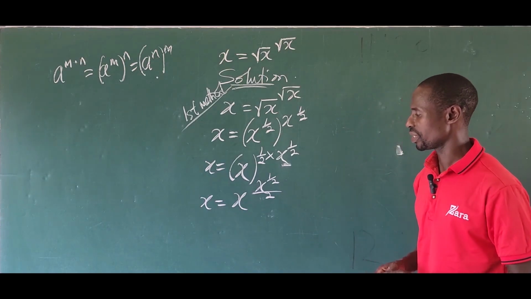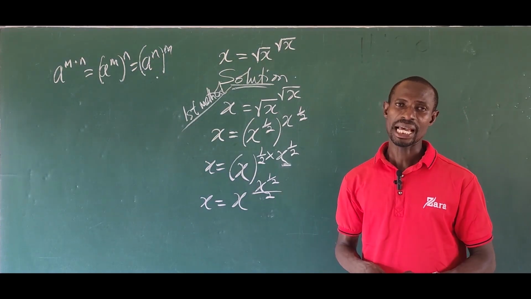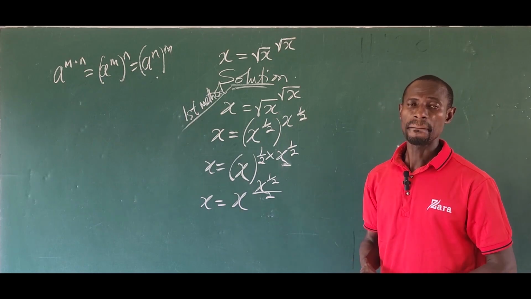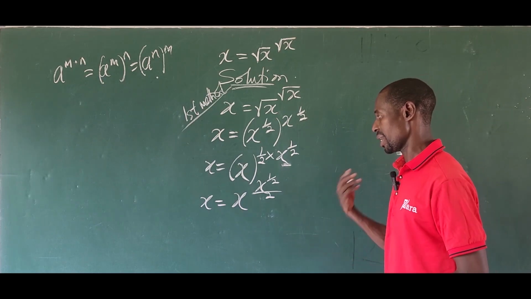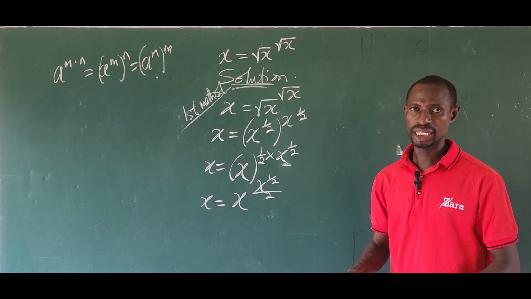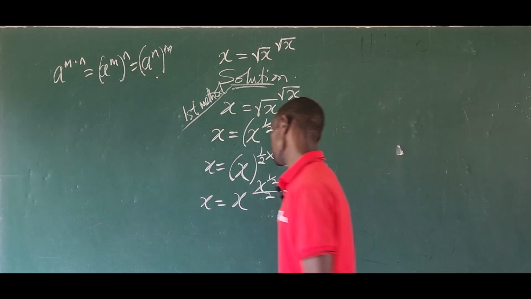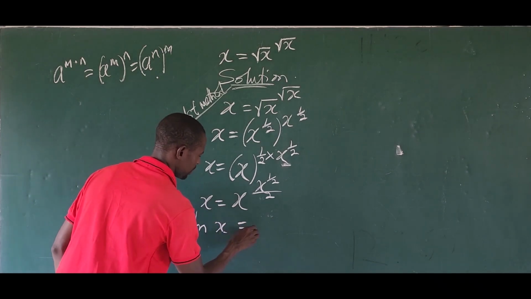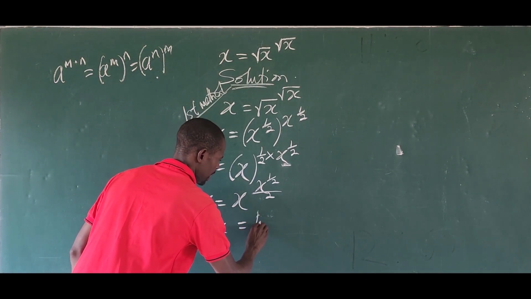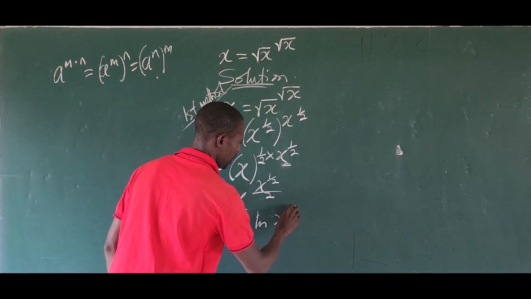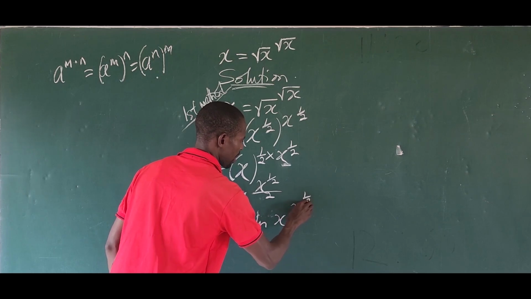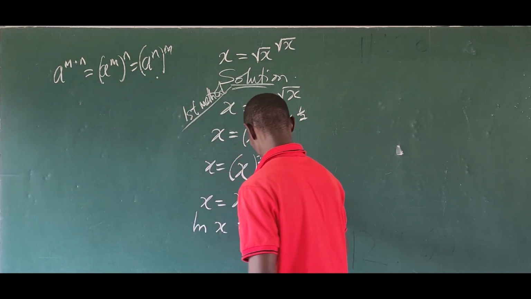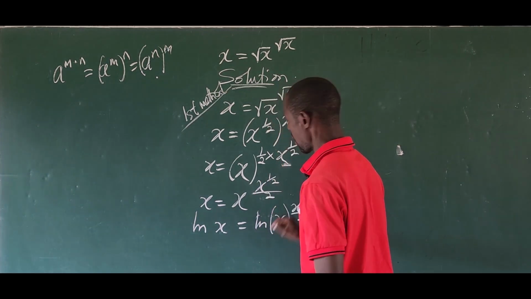Now the next thing we're going to do here is to ln both sides of the equation. That is ln base e. We can equally take log base 10, but here I want to use ln base e. They will both give us the same answer. So if I ln both sides of the equation, we're going to have the ln of x is equal to the ln of x raised to the power x to the 1 all over 2. Now the whole of this is the power here.